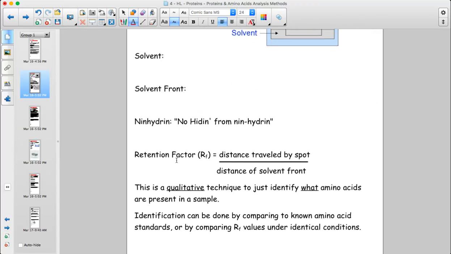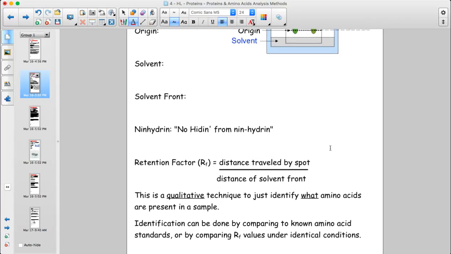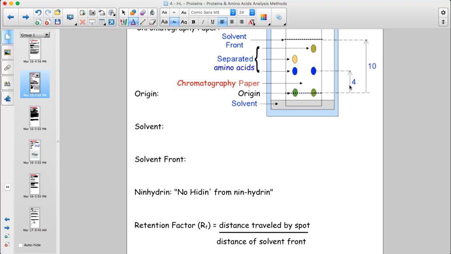A value that can be calculated, and this is what I mentioned on the previous page, and this is something you could compare to an actual literature value, is called the retention factor. It's a very simple calculation. With a ruler, you measure how far the spot has traveled, from the origin to the center of the spot. So in this case, it looks like this spot has moved 4 centimeters.